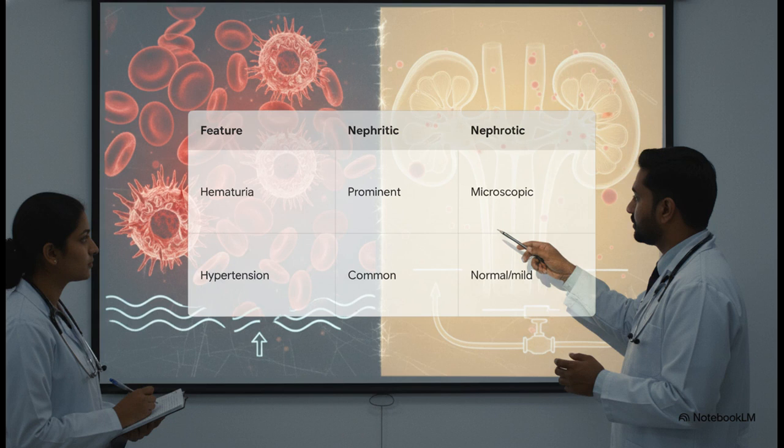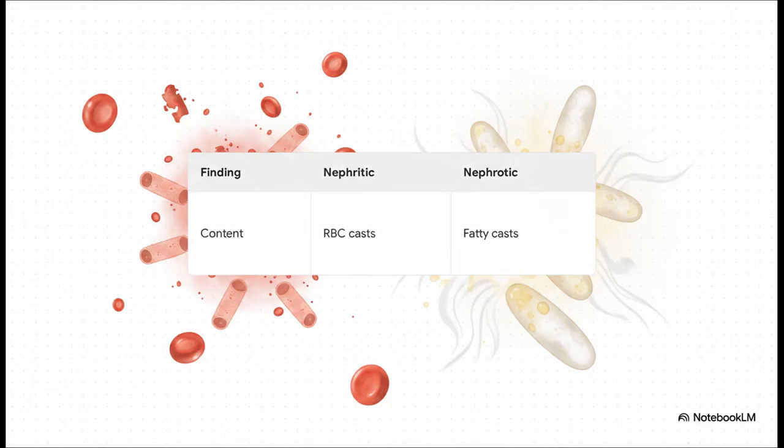So in nephritic syndrome, hematuria is prominent, and hypertension is super common because of that fluid retention. In stark contrast, our leaky nephrotic patient usually has absent or only microscopic hematuria, and their blood pressure? It might be completely normal or just mildly elevated. So at the bedside, the distinction is really crystal clear. Let's move to the urinalysis showdown and see how this builds on everything we've discussed so far.